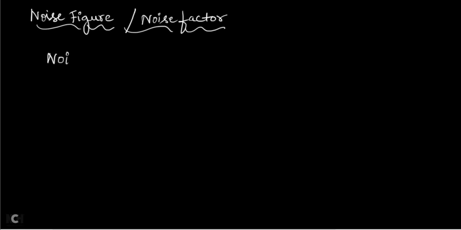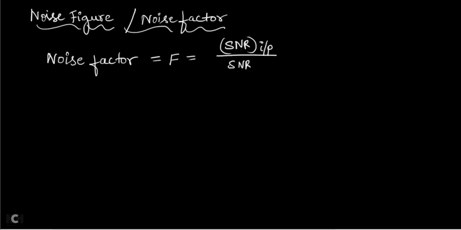First we will define the meaning of noise factor. Noise factor is represented as capital F, and it is given by SNR, signal to noise ratio, at the input side of a device, divided by SNR at the output side. So in the numerator, SNR of input, and in the denominator, SNR of output.